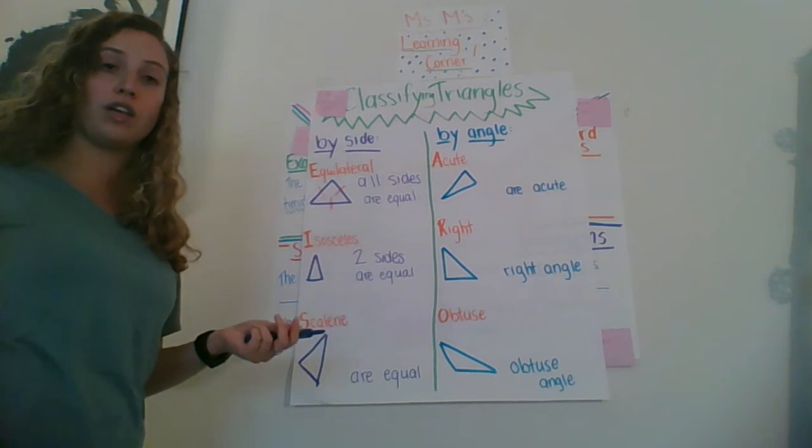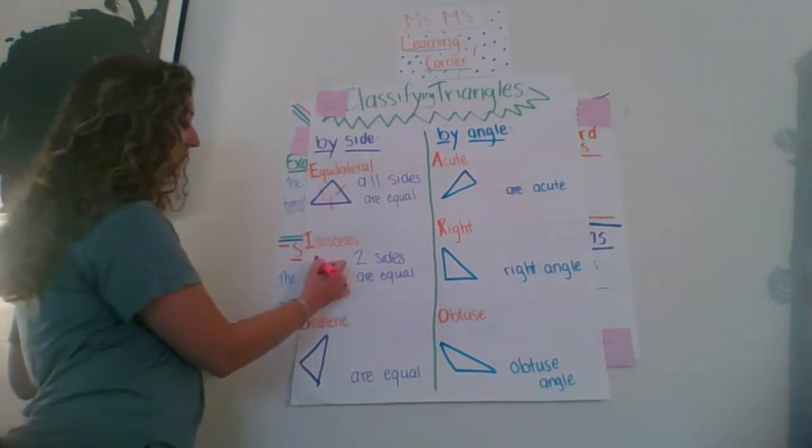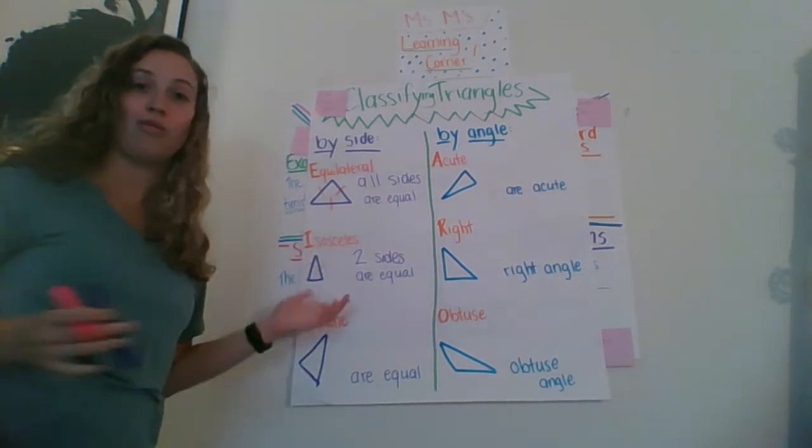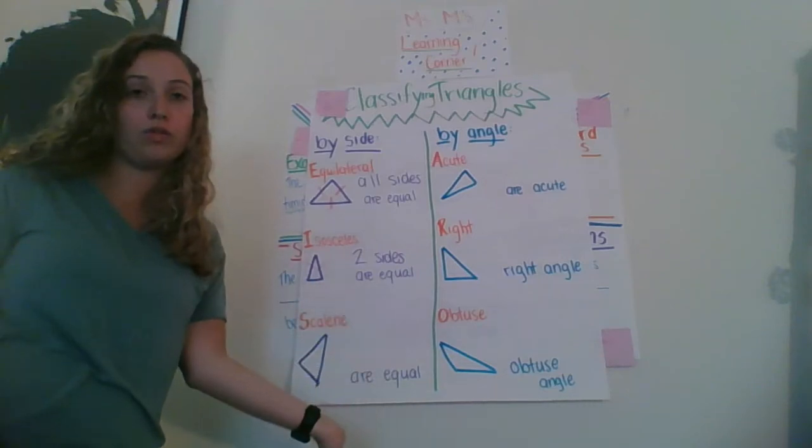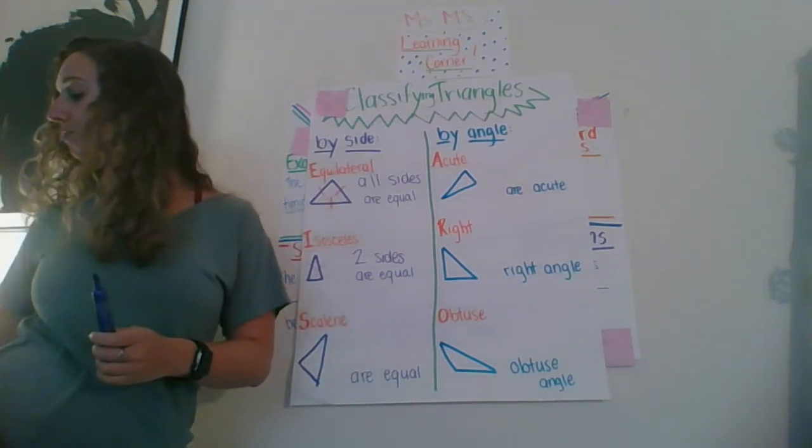We can still use our tick marks for an isosceles triangle. 1, 2. We're just only going to have 2 because only those two sides are the same length.